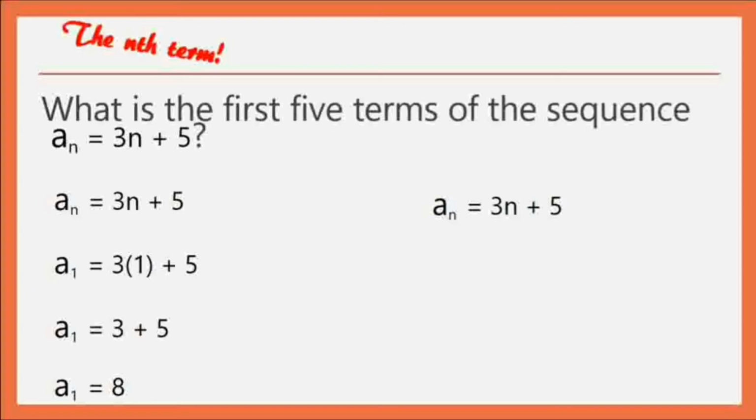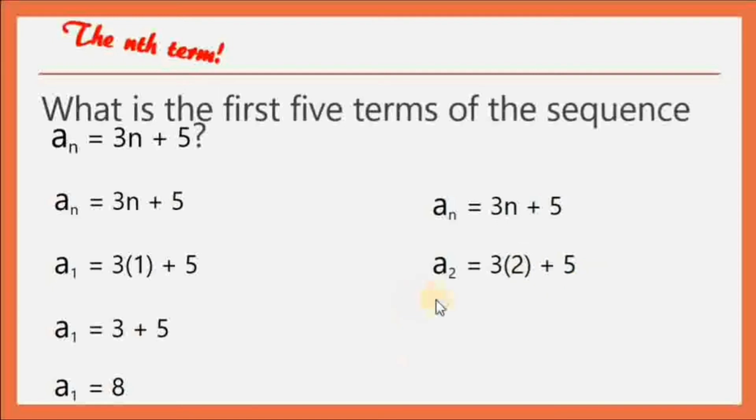Next, we need to solve our A sub 2. So we will still use the specific rule. A sub n is equal to 3 times n plus 5. So we substitute n by 2. So A sub 2 is equal to 3 times 2 because we need also to substitute the same number with our n here with 2.